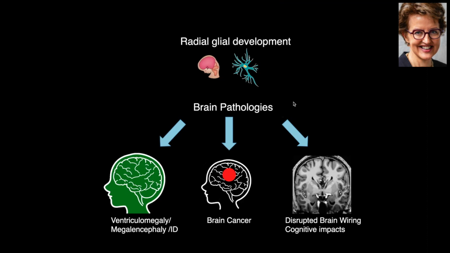And so I'd like to tell you about a family of transcription factors today called the nuclear factor 1 genes, and how in individuals with nuclear factor 1 mutations, we have implicated these genes in enlarged brain and enlarged ventricles, so ventriculomegaly and also megalencephaly with intellectual disability. A different set of people with brain cancer, babies actually, and then also this group of disrupted brain wiring and the cognitive impacts of that.